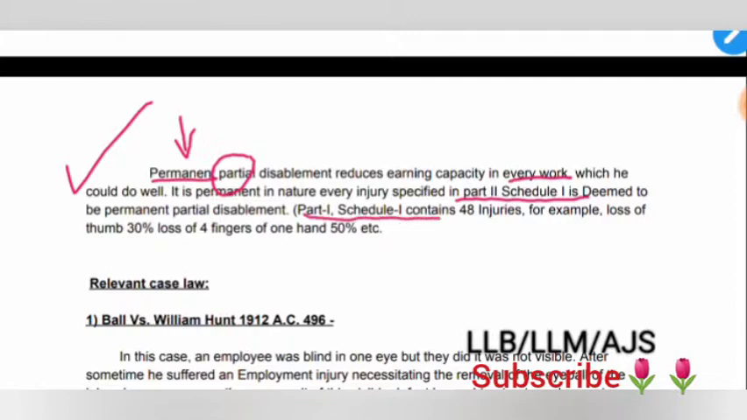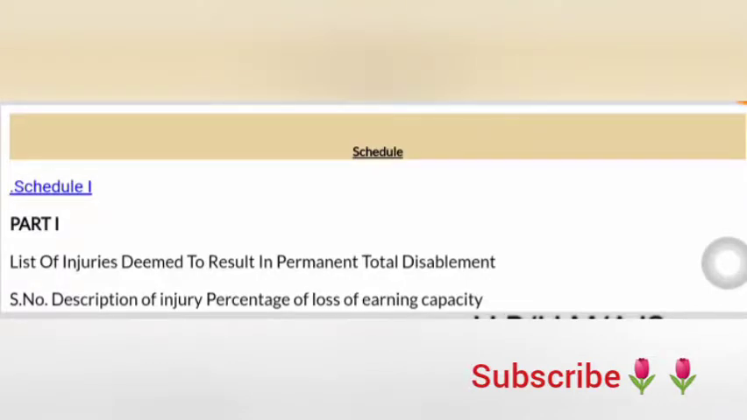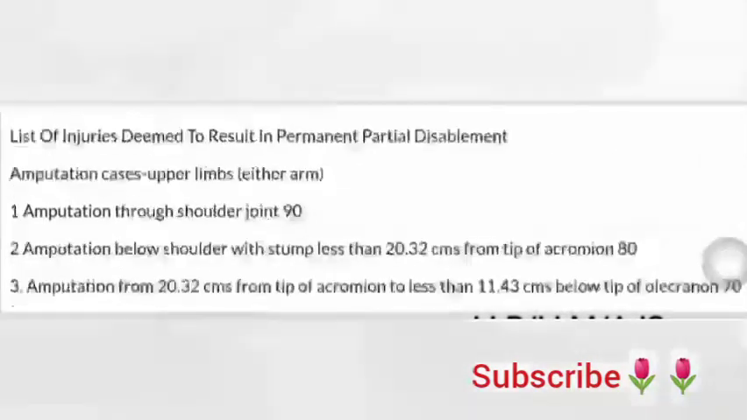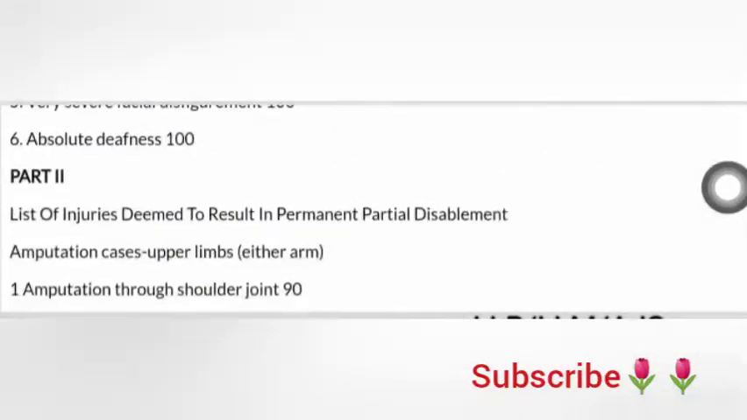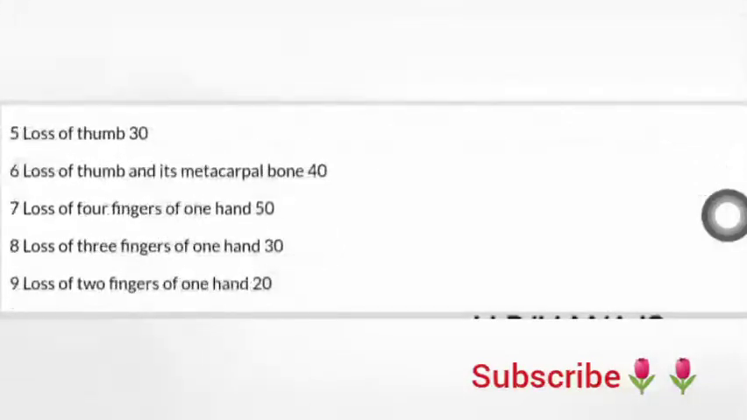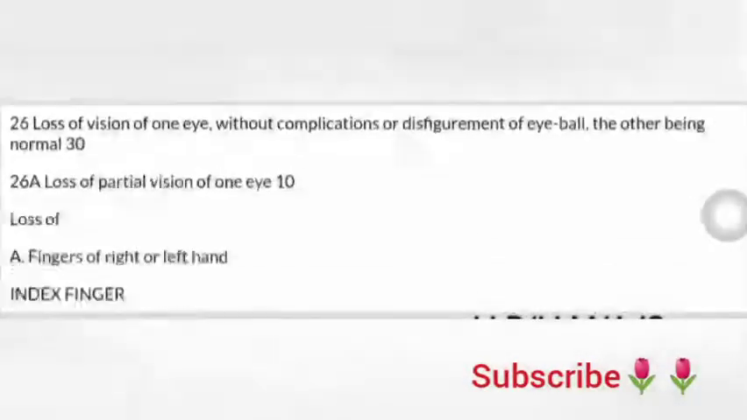Part 1 schedule 1 contains 14 injuries. For example, loss of thumb 30%, loss of 4 fingers of one hand 50%, etc. So we have to see the schedule in order to understand it properly. So this is the list which provides schedule 1. Schedule 1 provides part 1 and part 2. Part 1 deals with permanent total disablement. Part 2 deals with permanent partial disablement and the percentage in all the cases. So this is the schedule which you can read.